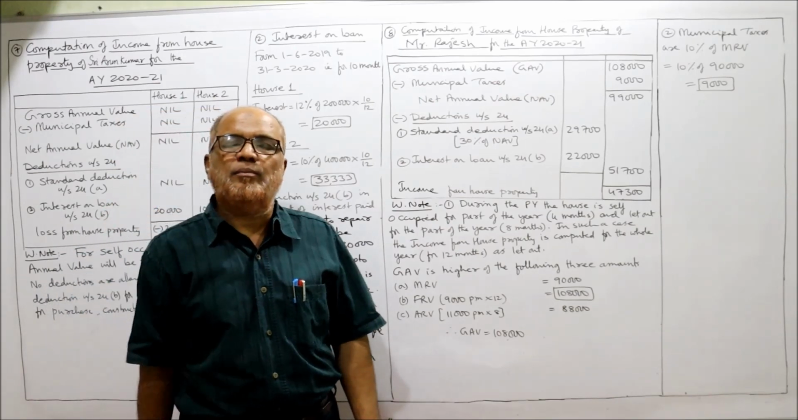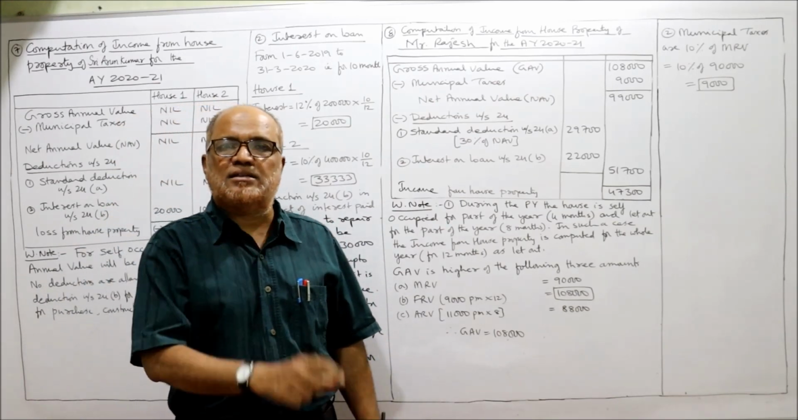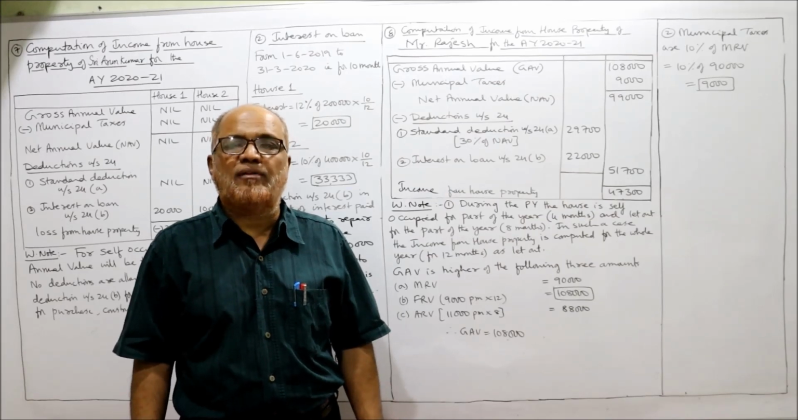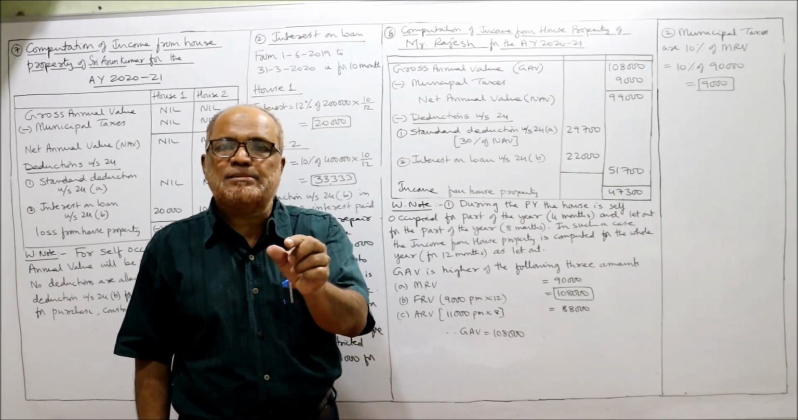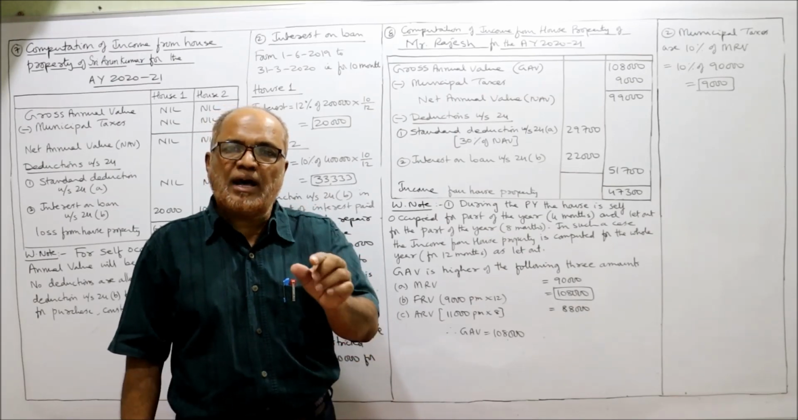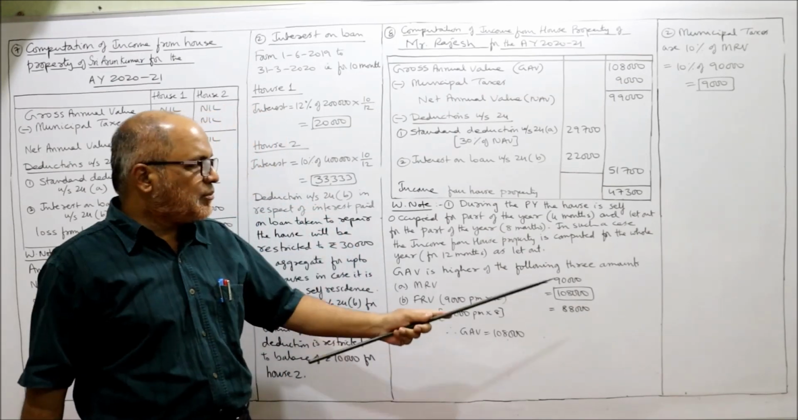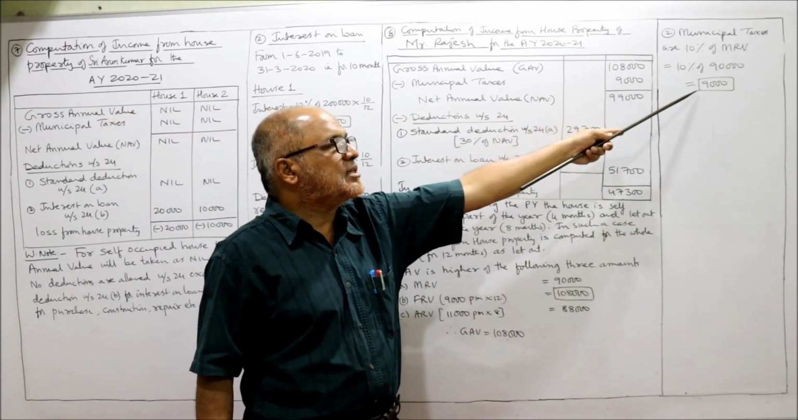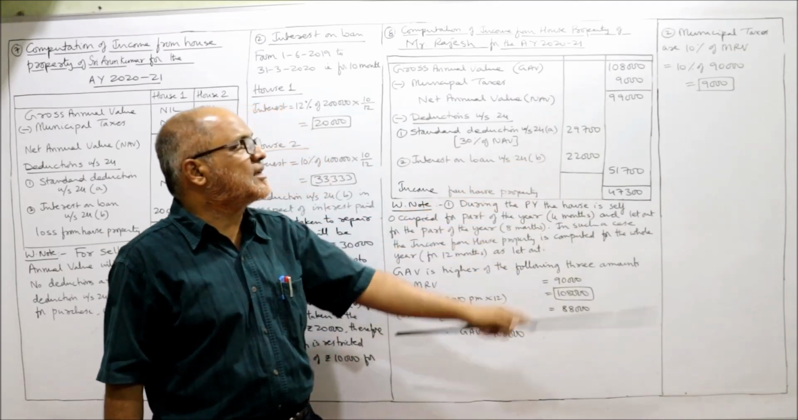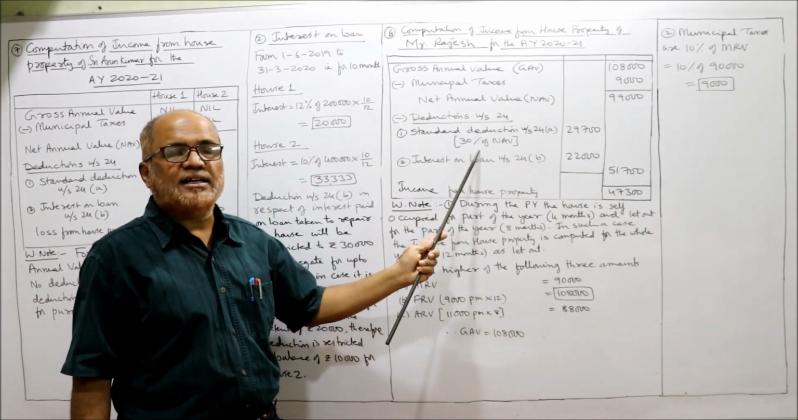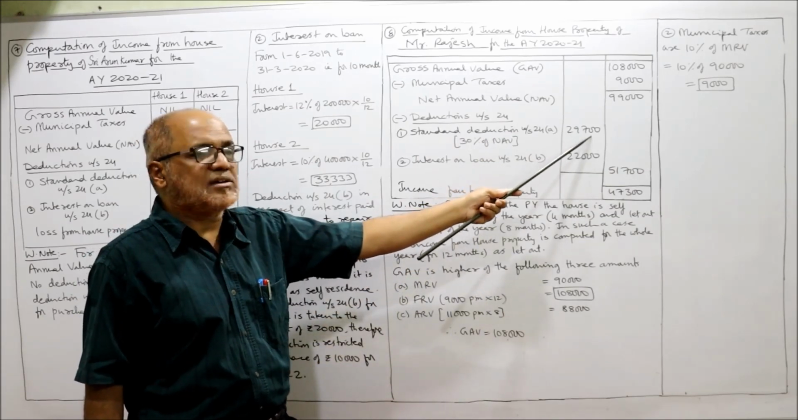Municipal taxes. It is given in the problem municipal taxes are 10%. So 10% of what? 10% of MRV. Municipal taxes depend on the municipal rental value. How much is the municipal rental value? 90,000. So 10% of 90,000 is 9,000. So municipal tax is 9,000. So NAV is 99,000. Now standard deduction 30% of NAV, 29,700.